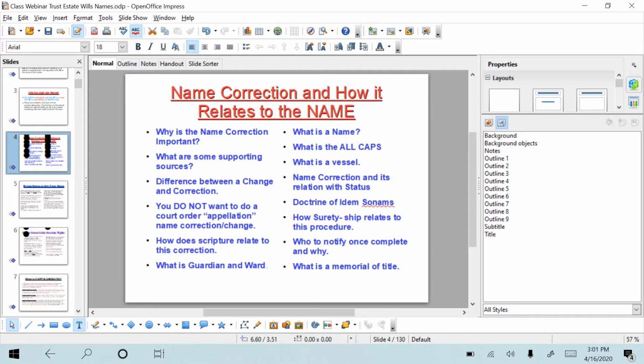So, name correction and how it relates to the all caps name. Why is the name correction important? What are some supporting sources? The difference between the change and correction. You do not want to do a court order appellation name correction or change. How does scripture relate to this correction?